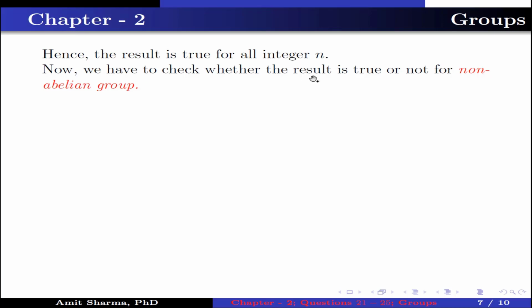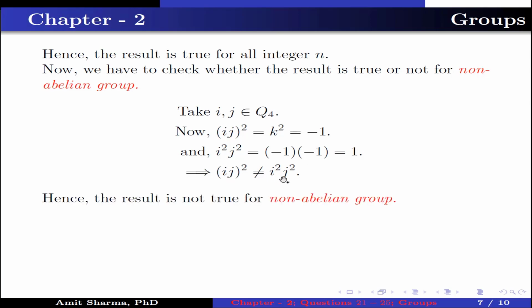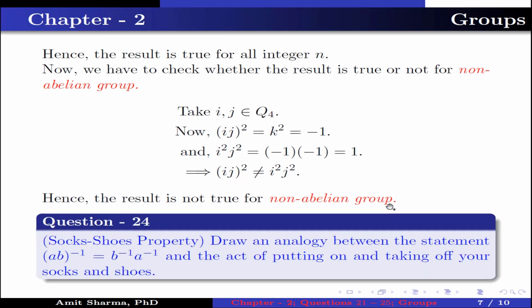Now, we have to check whether the result is true or not for a non-abelian group. Let us take i and j belonging to Q4, which is a non-abelian group. Now, (ij)^2 = k^2, and the value of k^2 is -1. And i^2 j^2 = (-1)(-1) = 1. This implies (ij)^2 is not equal to i^2 j^2. Hence, the result is not true for a non-abelian group.